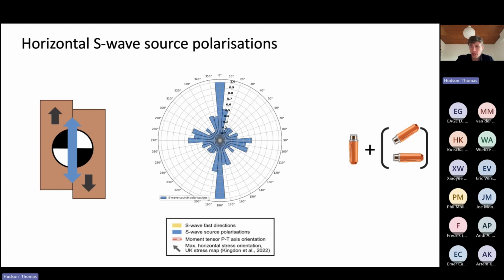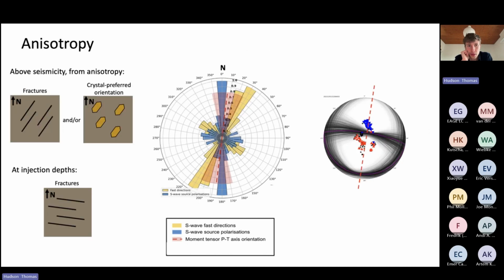And this is only possible because we could deploy these nodes in a three-component orientation. On that note, I was a little bit skeptical that we could deploy these single component sensors in three-component orientations, but actually they worked really well. And this and the anisotropy measurements would not be possible without these three-component deployments. So we can now look at the anisotropy.